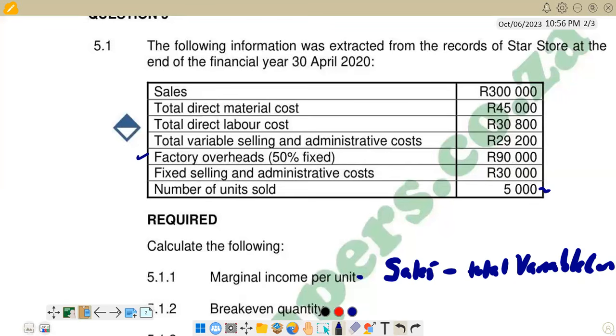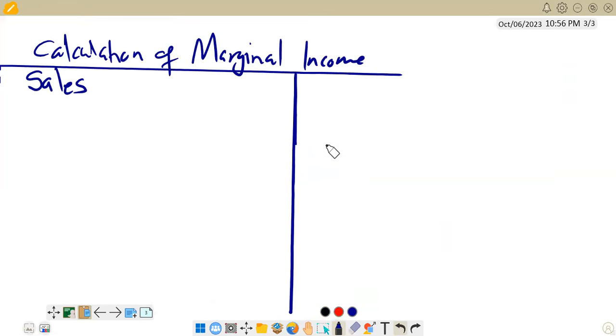So let's just go to the table that we have, where our sales figure is 300,000. We have this table that we want to fill in to calculate the marginal income. We see that our sales are 300,000. Then from there, we want to calculate the total variable costs.